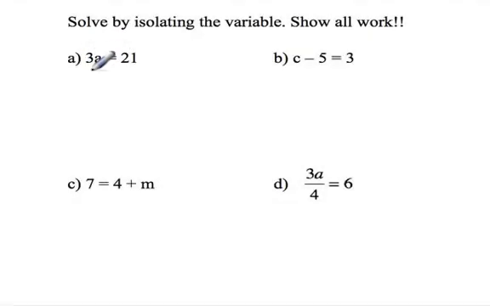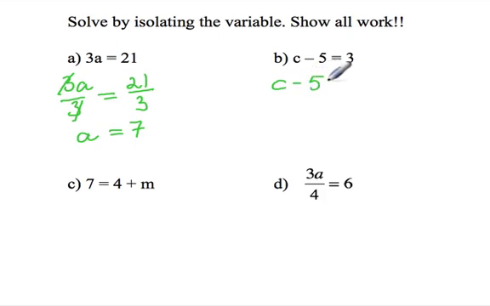Solve the equations, and solving means isolating the variable. We have to show all our work. Question A, 3 is multiplied by A, so what we have to do is divide both sides by 3 to isolate the A. 3 divided by 3 is 1, leaves A on the left side, and 21 divided by 3 is 7. Question B, here 5 is subtracted from C, so we're going to add 5 to both sides of the equation to isolate the C. Minus 5 plus 5 is 0, leaves C on the left, and 3 plus 5 is 8.